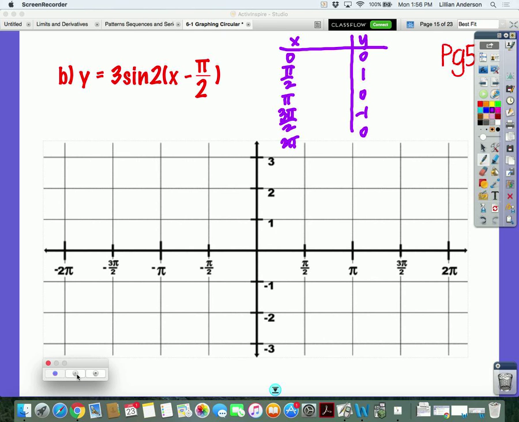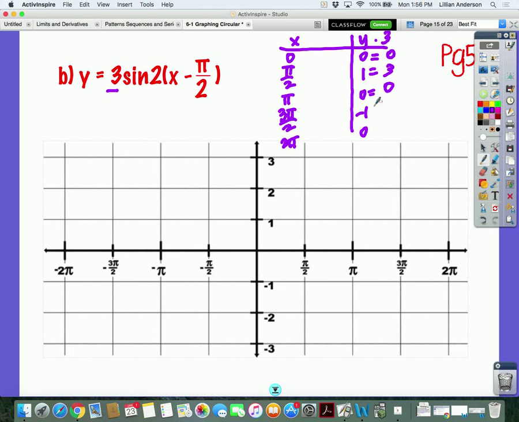All right, so looking at this, what does this 3 mean right here? You multiply your y's by 3. That 3 is called the what? It's called the amplitude. Yes, we're going to multiply all of our y's by 3. Anytime there's a number in front of your sine or cosine, it's multiplication. So I'm going to have 0, 3, 0. Okay, easy enough.